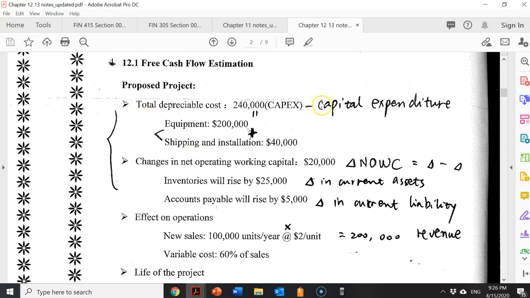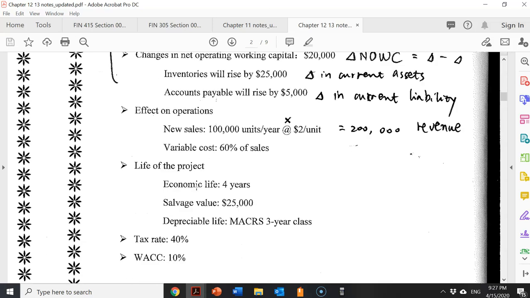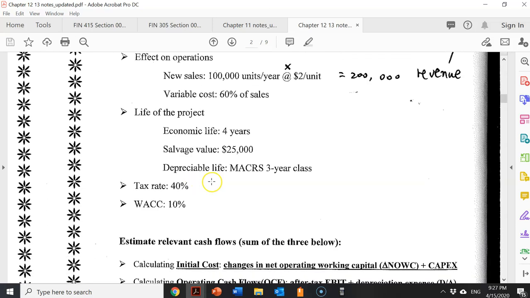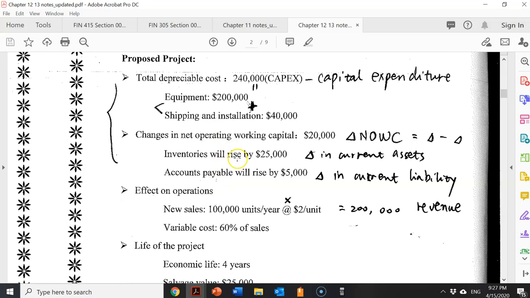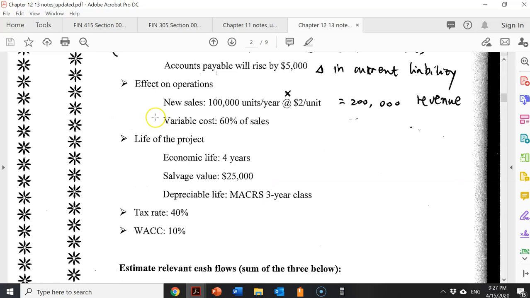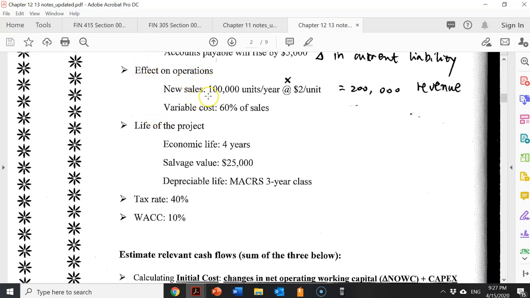So our initial capital expenditure is 240,000 spent on equipment and 20,000 spent on the inventories. If we add these two, it's going to be our total initial cost spent on equipment and inventories. These two are the initial cost that usually happens at time zero when we first start the project. And then once we start the project, we would have new sales generated because of the new equipment and new inventories.